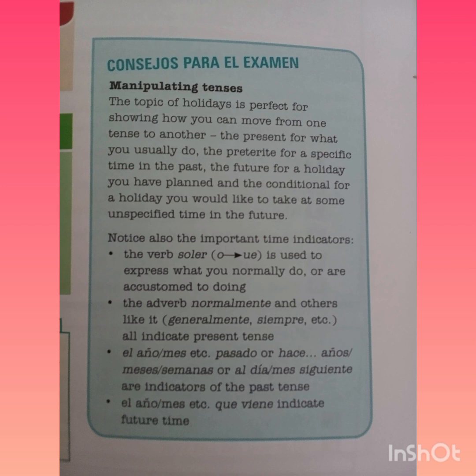3. El año or el mes, etc. pasado, or the expression hace años, meses or semanas, or al día or mes siguiente, are indicators of the past tense. 4. El año or el mes, etc. que viene indicate future tense.